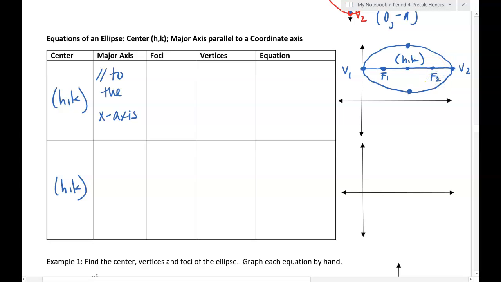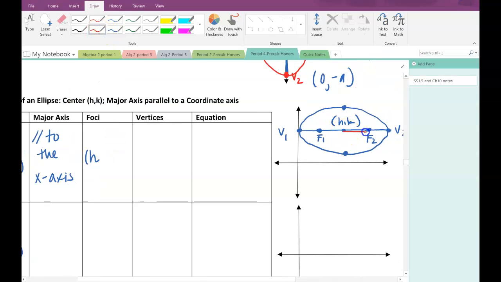Now, when you look at the foci, as you can see, it's moving along the horizontal, so only the x values will change. So from the center, you're going to take the h, which is the x coordinate of the center. You will either add a c value, which let me label that for you. This is c, or minus c to get to focus 1. So you add plus or minus c. Now the y value does not change from the center.